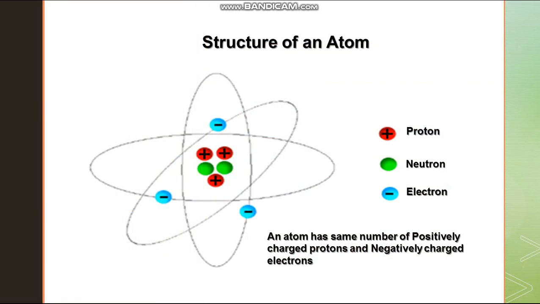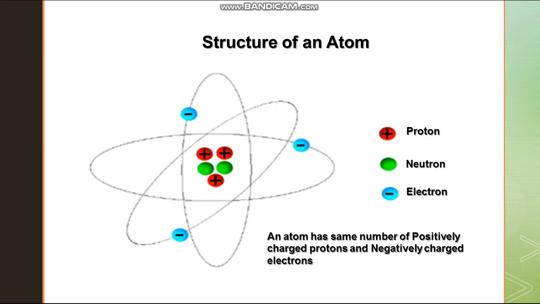Here we can see the structure of an atom. What is an atom? All matter in the universe is made up of small particles known as atoms. Atoms are further composed of particles called electrons, protons and neutrons. The protons are positively charged, electrons are negatively charged and neutrons are neutral.